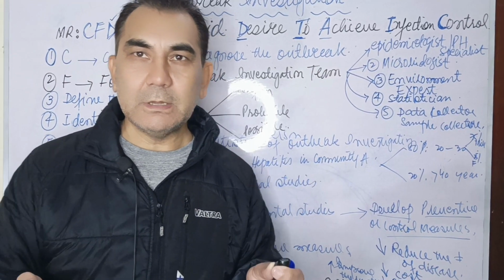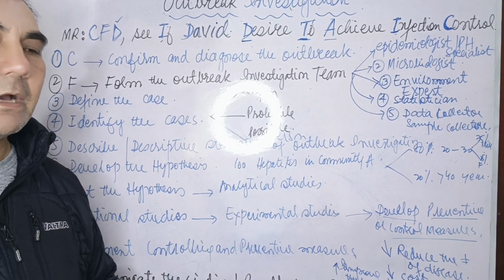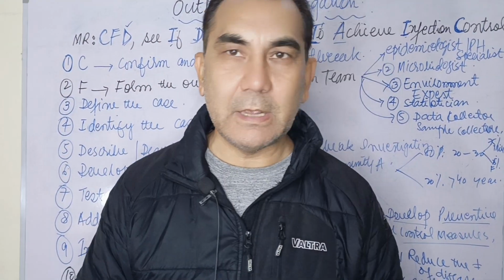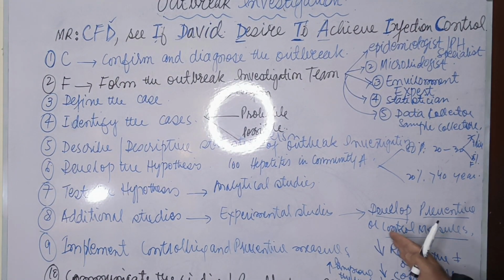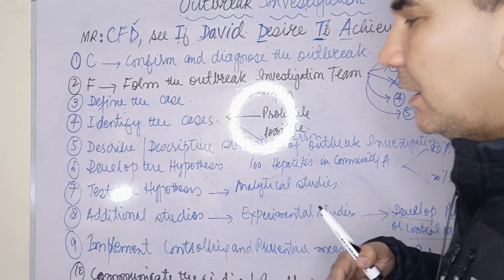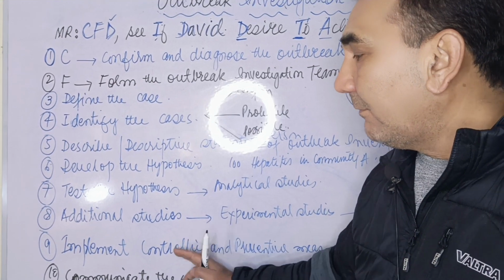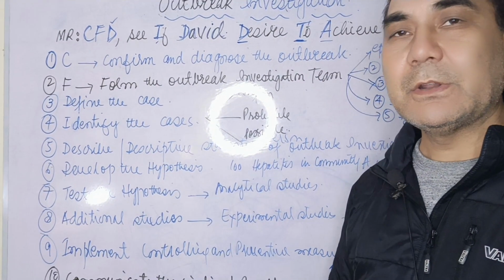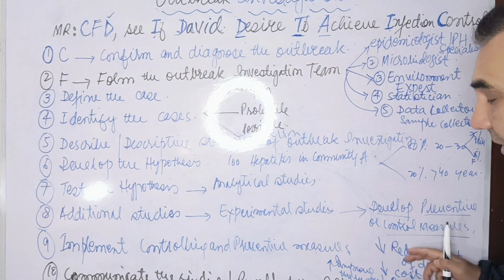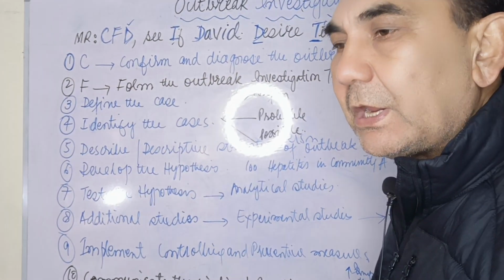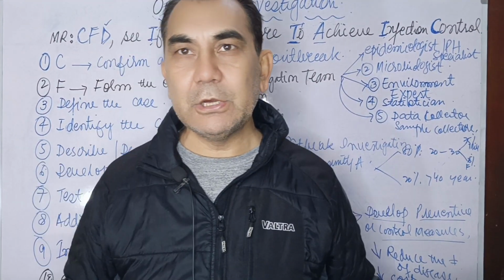When you prepare the controlling or preventive measures, you will apply them in the particular geographical area in order to reduce the number of cases, reduce the cost, reduce the resources, and improve the health of that particular community. When you come up with the concrete result that shows a good outcome, you will communicate it to the policy making levels. I hope your concept is clear.